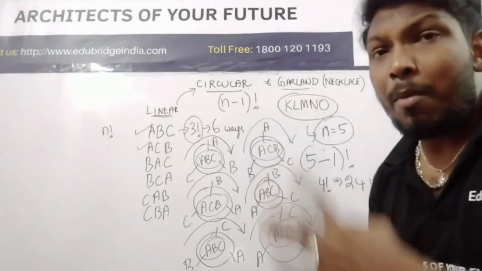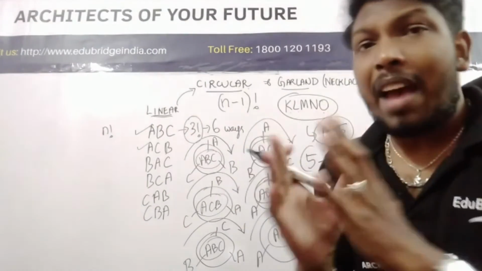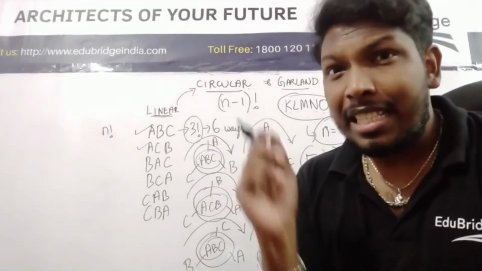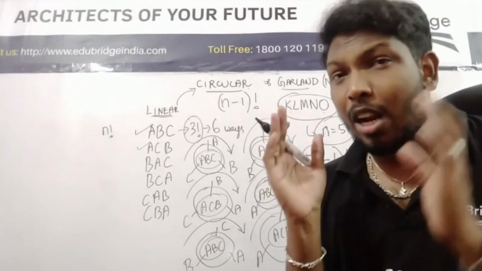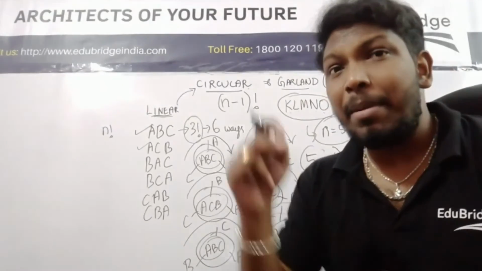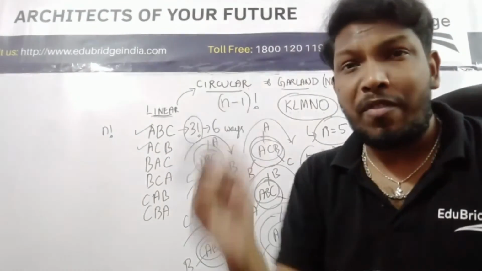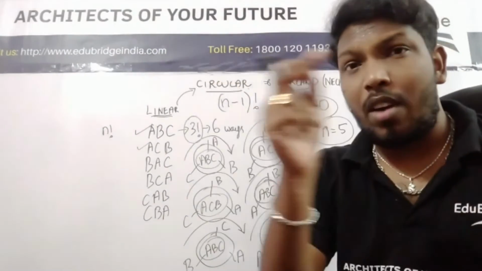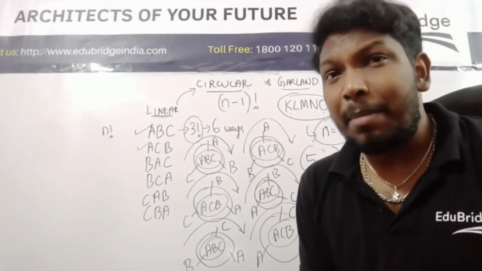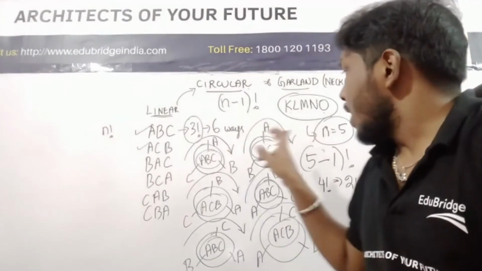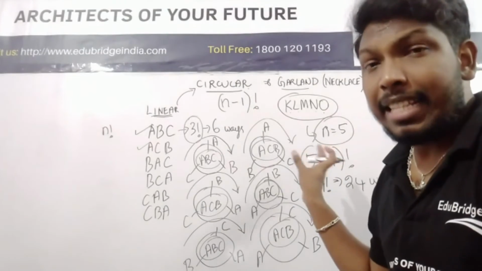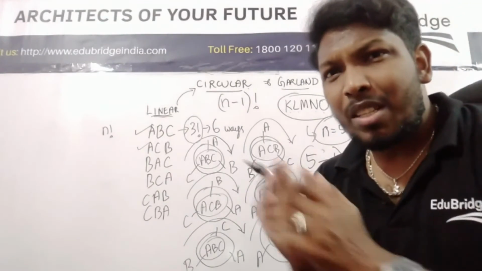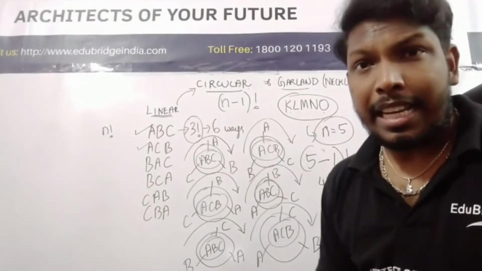You understand? So one more question I'll give you. There are 11 players in a cricket team. They are attending a simple conference about the cricket match. How many ways can I arrange them? It's a circular conference table. So 11 is n. 11 minus 1 is 10. So 10 factorial ways I can arrange them. You got it? So this is a type of circular arrangement.